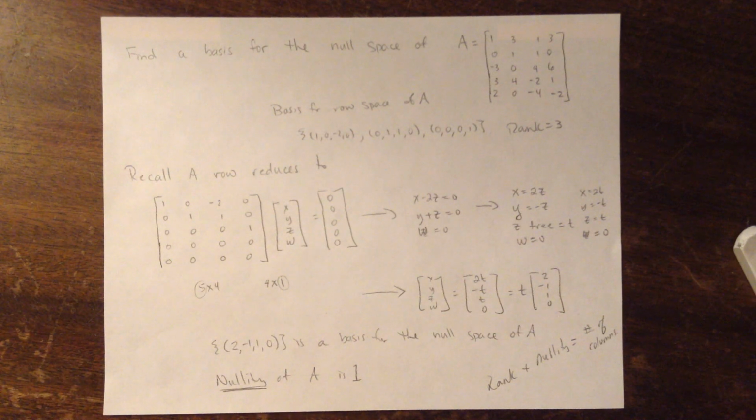So that is a relationship that's kind of handy to know about, the relationship between the rank and the nullity and the number of columns in the matrix. So that is the null space and the nullity of a matrix. Okay, very good.